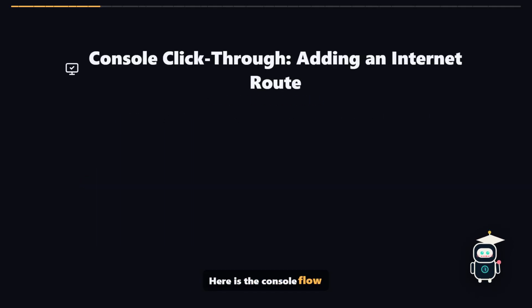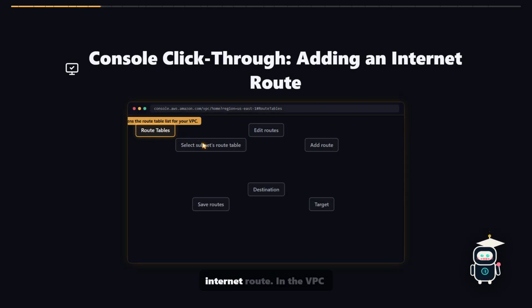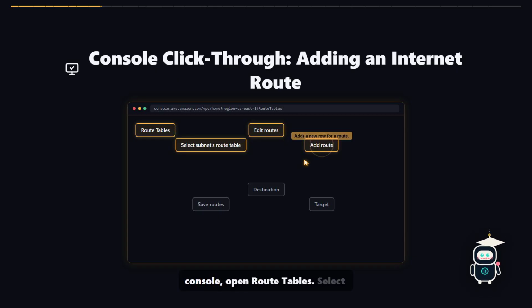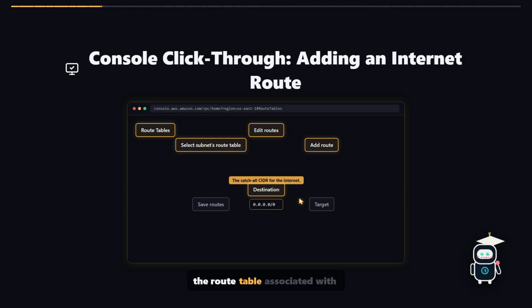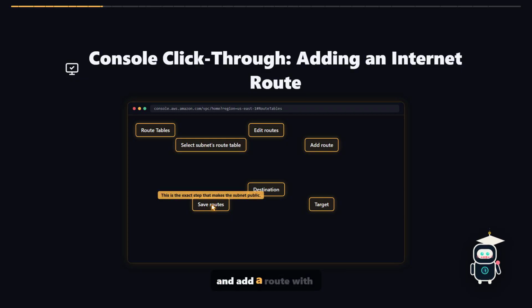Here is the console flow that gives a subnet an internet route. In the VPC console, open route tables. Select the route table associated with the subnet, choose Edit Routes, and add a route with destination 0.0.0.0/0. Set the target to your internet gateway, then save. That is what makes the subnet a public subnet in the AWS definition. Its associated route table has a route to an internet gateway.